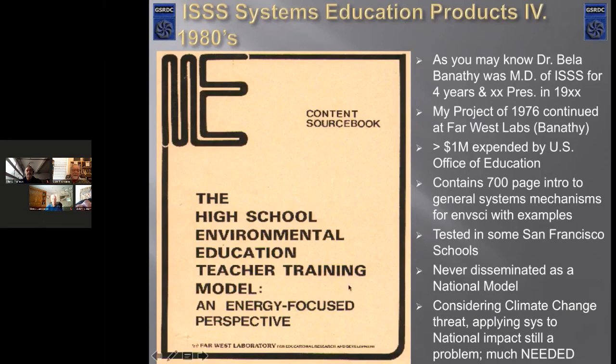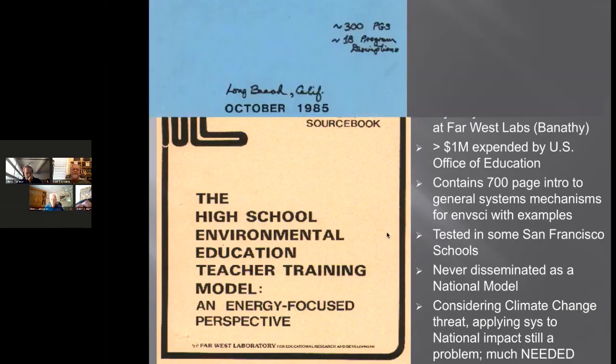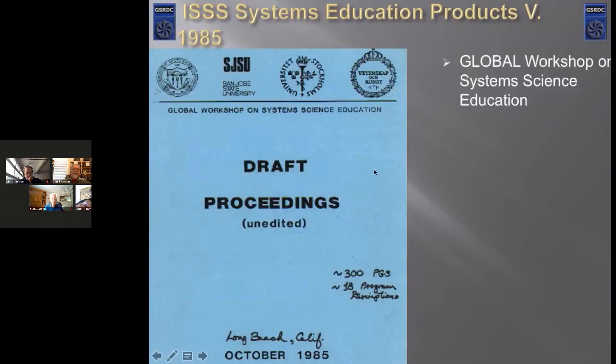It should still be available from these Far West laboratories. I don't know. But I do have it here and some copies of it here since I was the beginning of this grant series in the IBO. Considering the climate change threat, applying systems to national impact is still a problem, so this stuff is much needed.